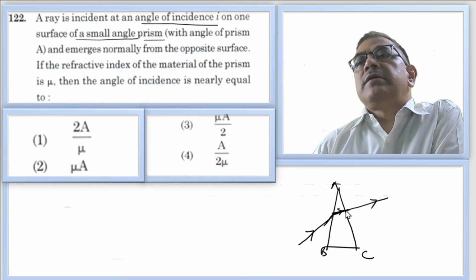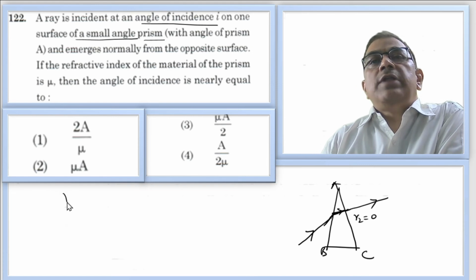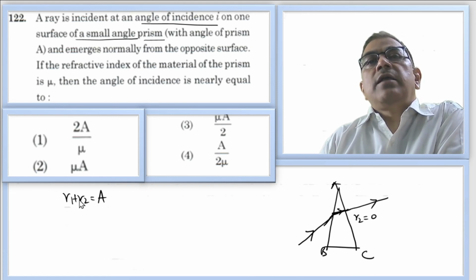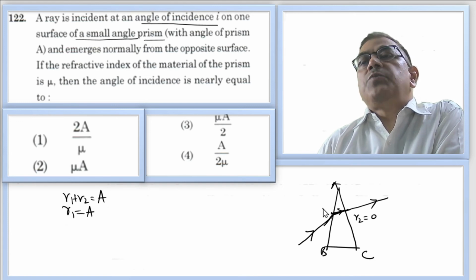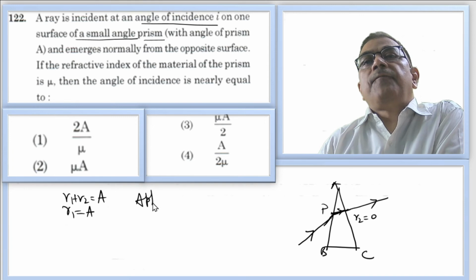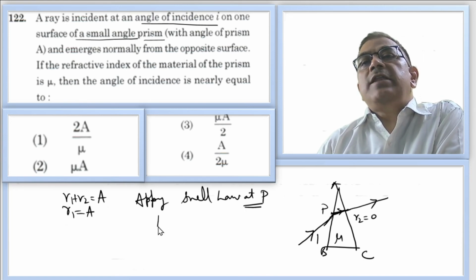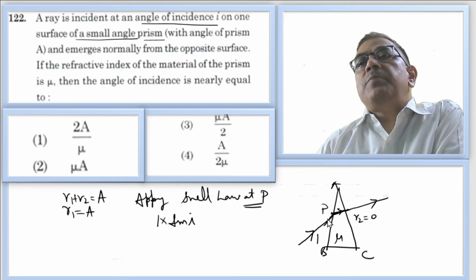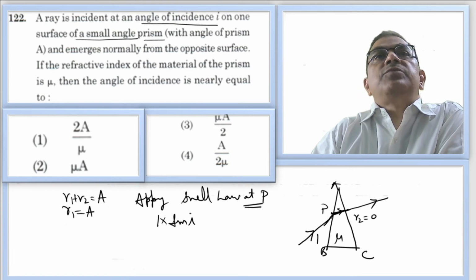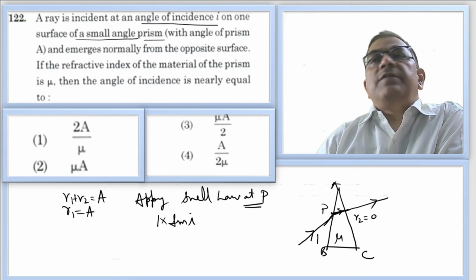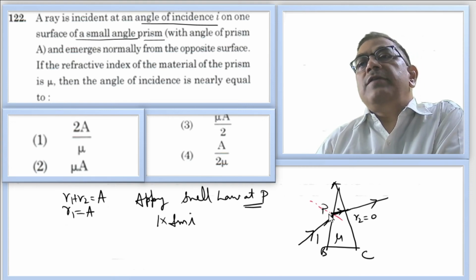At this point R2 is equal to 0. We already know that R1 plus R2 is equal to A, and R2 equal to 0 means R1 is equal to A. So let's choose this point to be point P. So apply Snell's law at point P. Now, as you apply it, light is traveling from air to the medium. So I should be writing 1 times sine I. I happens to be the angle of incidence, this is the angle of incidence.